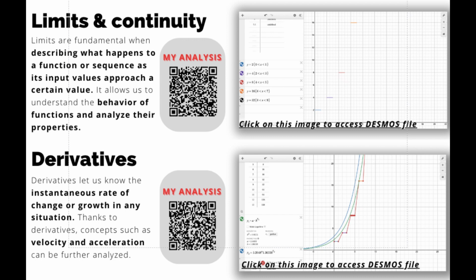In mathematics, limits are a fundamental concept used to describe what happens to a function or sequence as its input values approach a certain number. It allows us to understand the behavior of functions and analyze their properties. Continuity is a fundamental concept as well that describes the smoothness and unbroken nature of a function over its entire domain. A function is considered continuous if it has no abrupt jumps, holes, or vertical asymptotes.